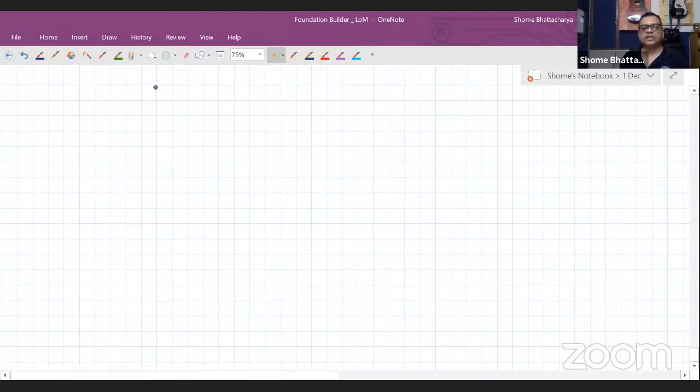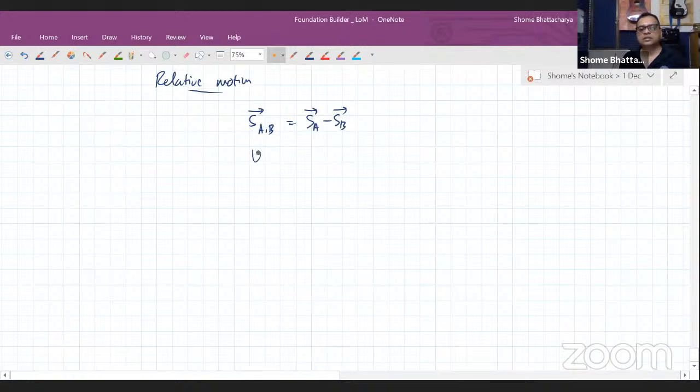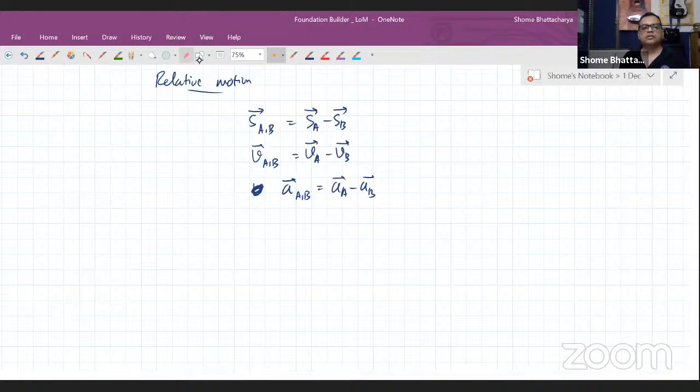Okay. The concept of relative motion, that the displacement of a body A with respect to another body B is the vector difference of their displacements. Similarly, the relative velocity is this, and the relative acceleration similarly is this. So these are the equations of relative motion.